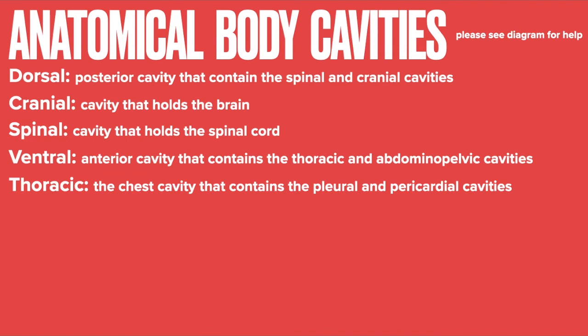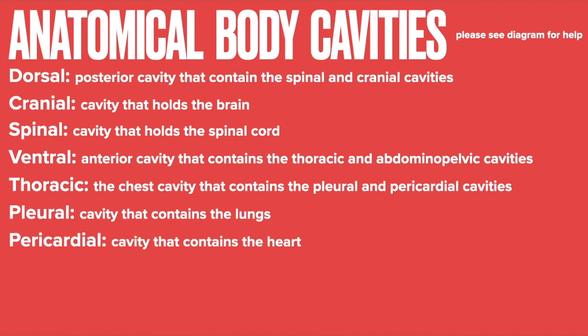So the thoracic cavity will be divided into the pleural cavity, which holds the lungs, and the pericardial cavity, which holds the heart. So far we have the ventral cavity is divided into thoracic and the abdominal pelvic, but the thoracic is divided into the pleural and pericardial. Now let's talk about the abdominal pelvic.